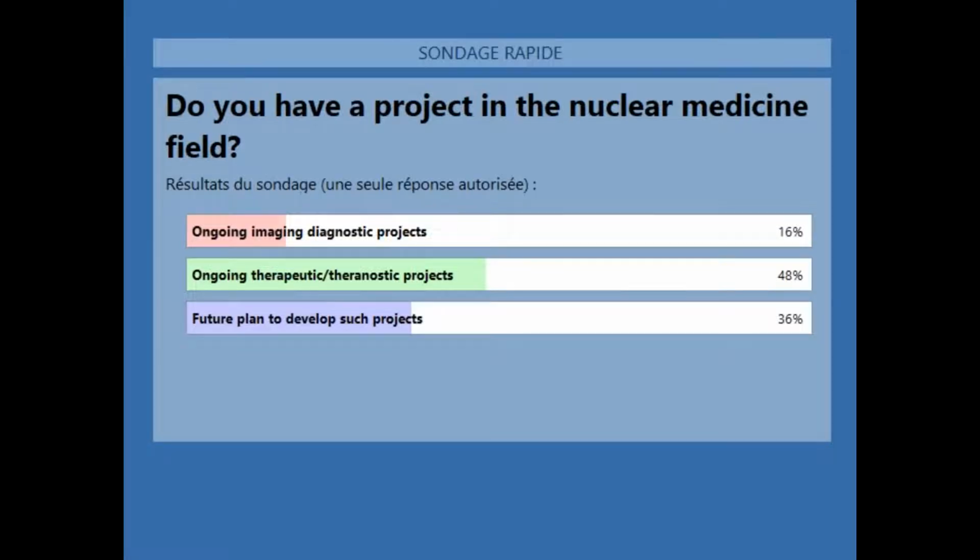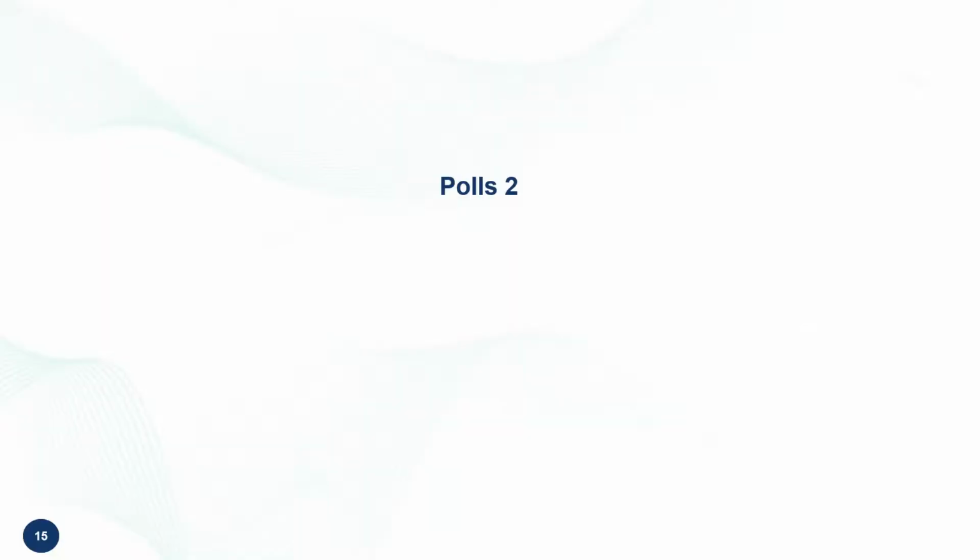Okay, so here are the results. We have 16% saying ongoing imaging diagnostic projects. Then we have 48% saying ongoing therapeutic theranostic projects. And then we have 36% saying future plans to develop such projects. So thank you very much, everyone, for participating in poll number 2. Now back to you. Thank you, Sonia.